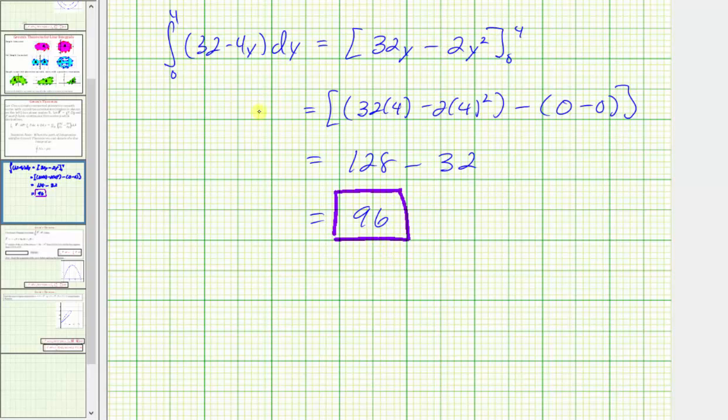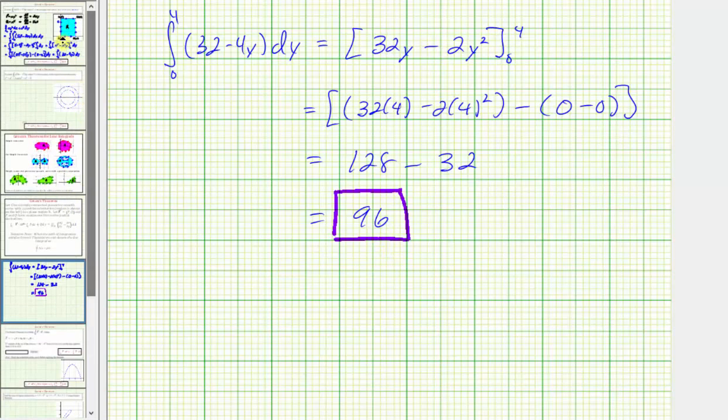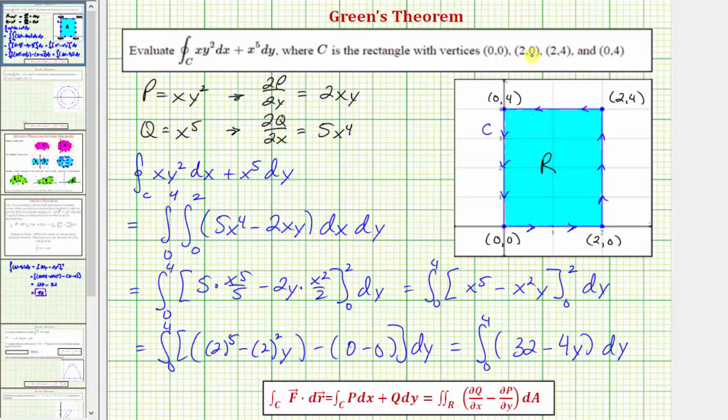So because the given line integral satisfied the conditions of Green's theorem, we were able to evaluate the line integral by writing it as a double integral and then evaluating.